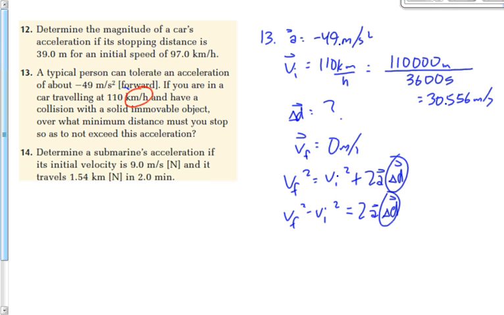Okay, good. What is attached? Good. Let's divide it by 2A. VF squared minus VI squared over 2 times A equals delta D. Let's calculate this one. We'll do this one as a group because it's a little bit different here.